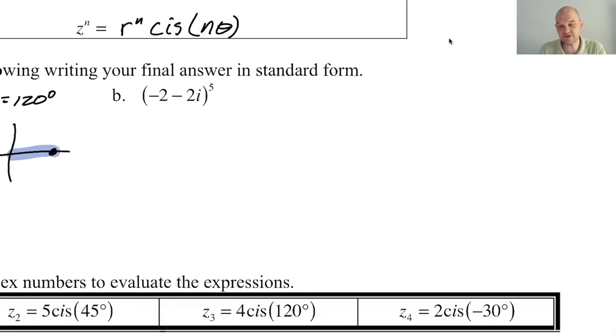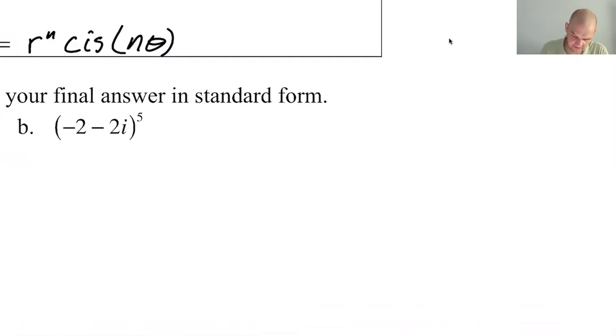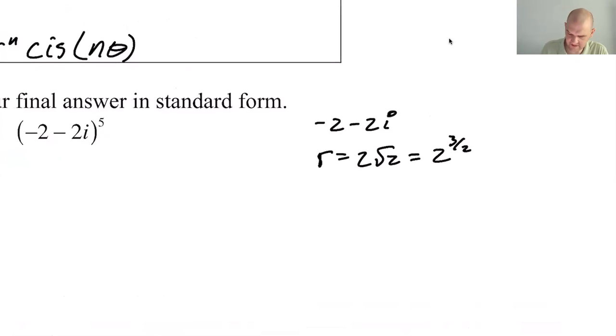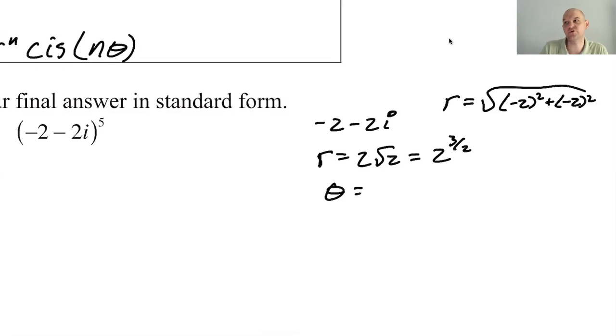This one, what I'm going to do first is convert. So negative 2 minus 2i. I'll actually calculate r. It's 2 root 2. I'm going to write that as 2 to the 3 halves. I got that by doing the square root of negative 2 squared plus negative 2 squared, so the square root of 8, 2 root 2. For theta, you can just look at it and see you're cutting the third quadrant in half. So that's going to be 5 pi over 4.